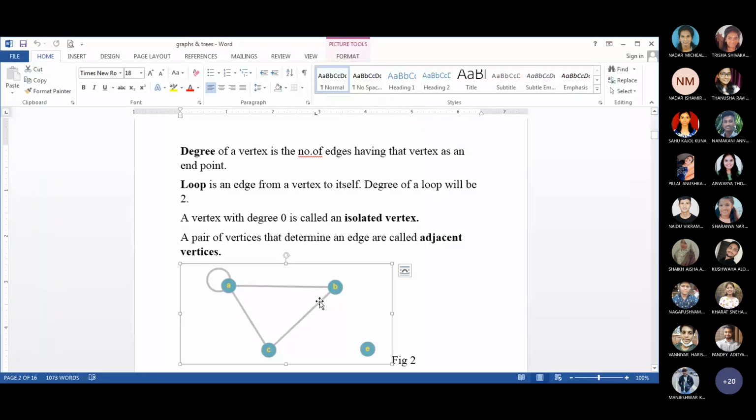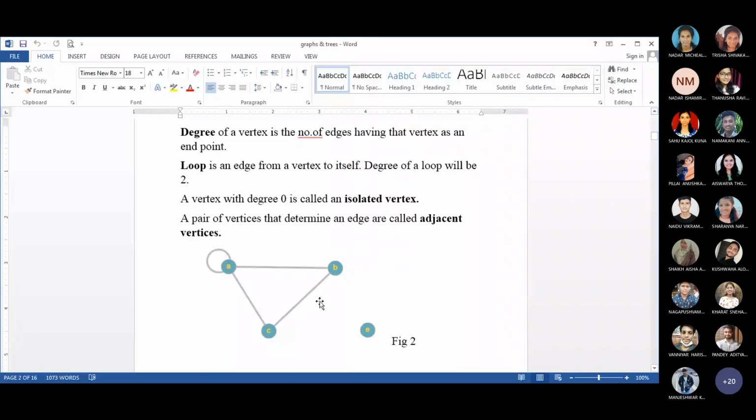That means अगर दो vertices के बीच में edge है तो they are known as adjacent vertices. ठीक है, दो vertices के बीच में edge है तो they are known as adjacent vertices.